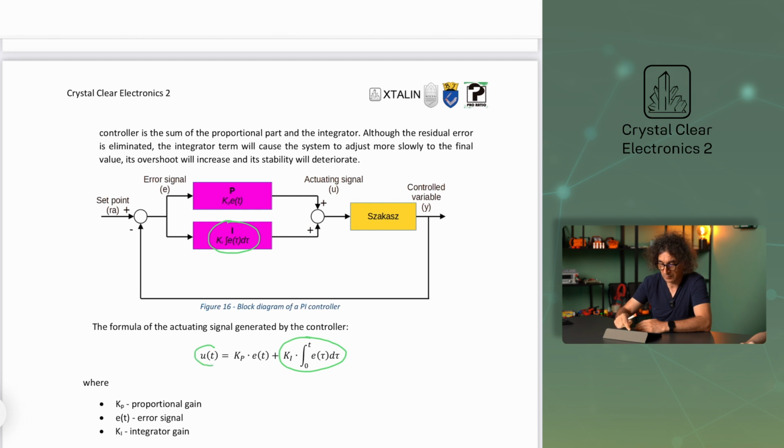The output of the controller is the sum of the proportional part and the integrator. This gives the formula of the actuating signal generated by the controller, where Kp is the proportional gain, e(t) is the error signal, and Ki is the integrator gain.